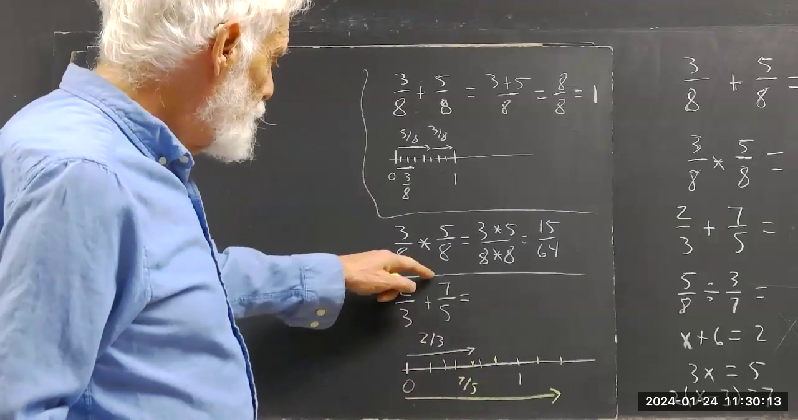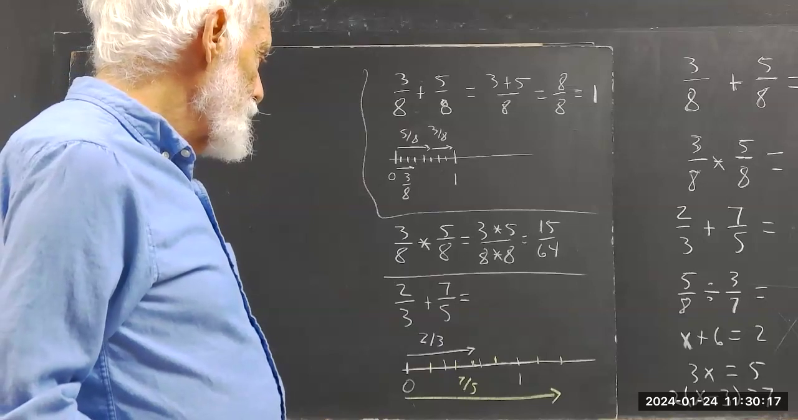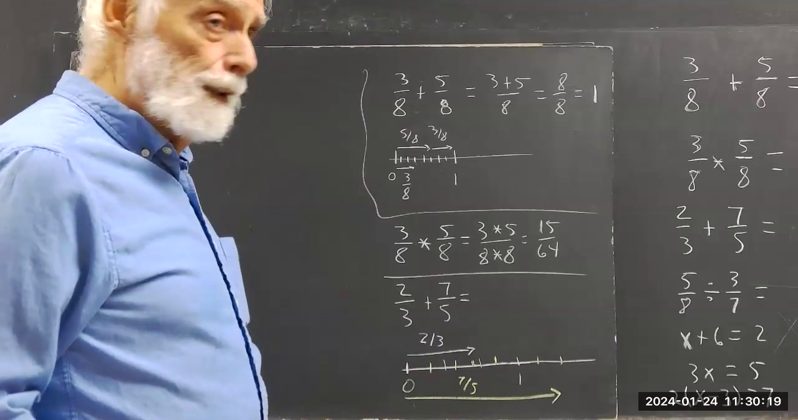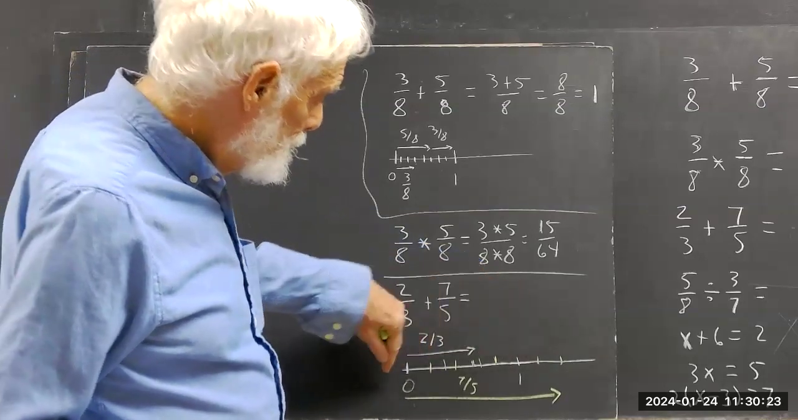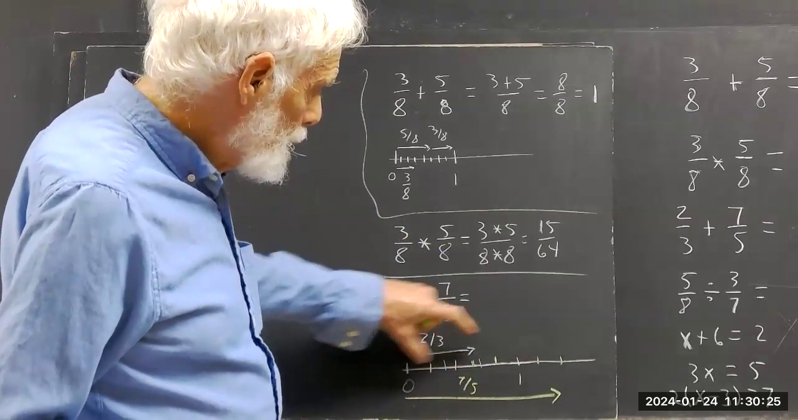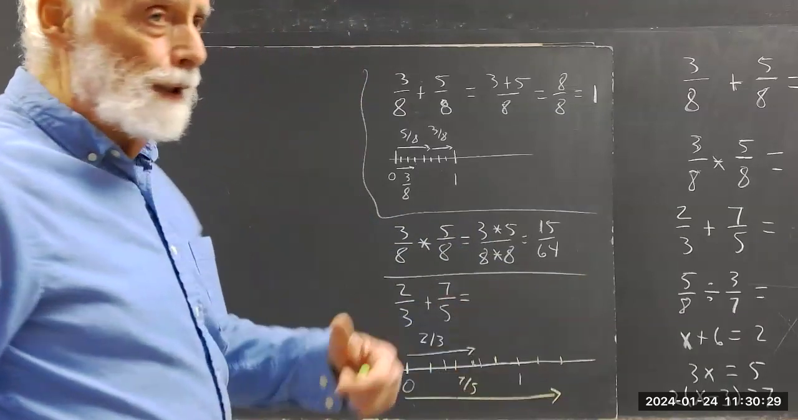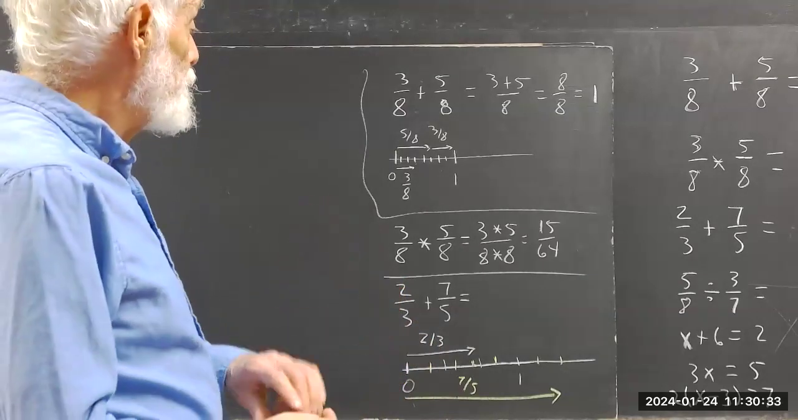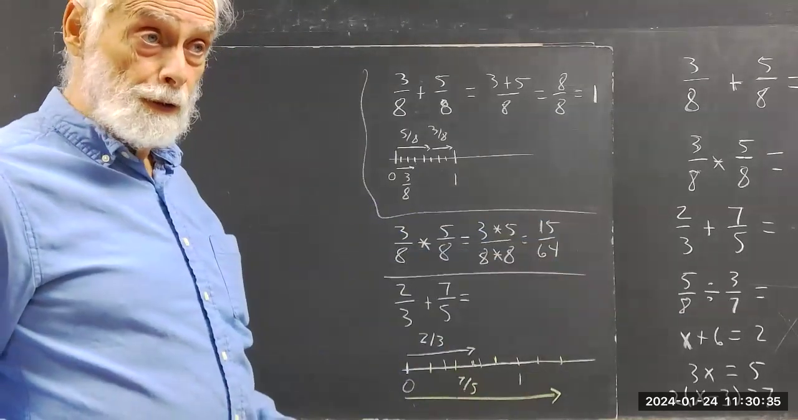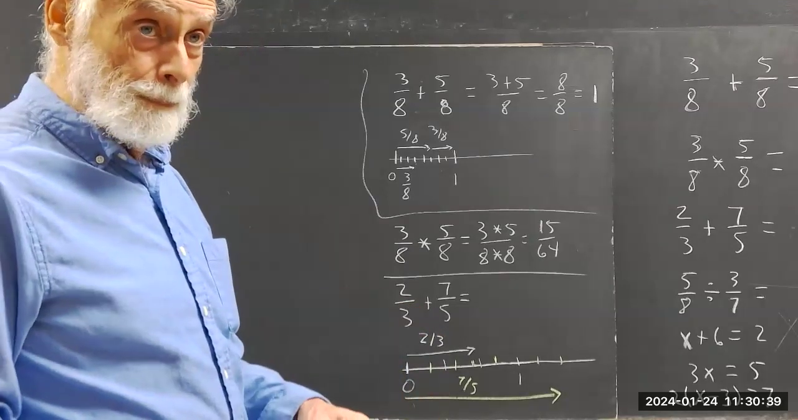If I was to add the numerators and add the denominators, I'd get 9/8, which would be about here on the number line. Okay, it's not nearly out far enough. So we don't add the numerators and the denominators. That's not the rule. Multiplication is easy. You just multiply the numerators and denominators. Addition is a little more challenging.